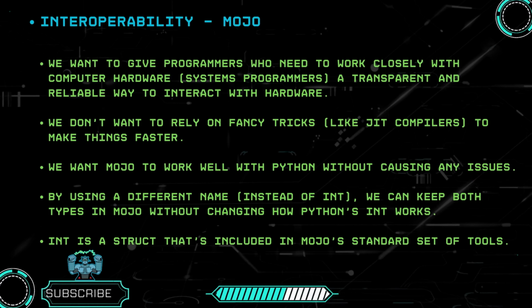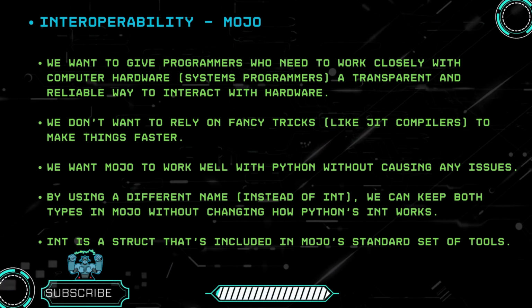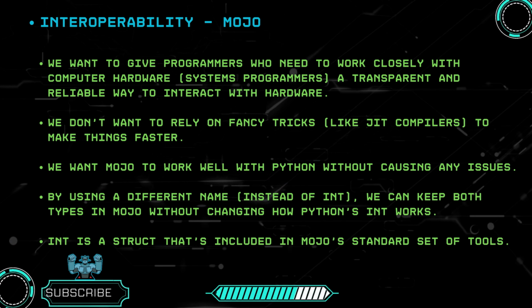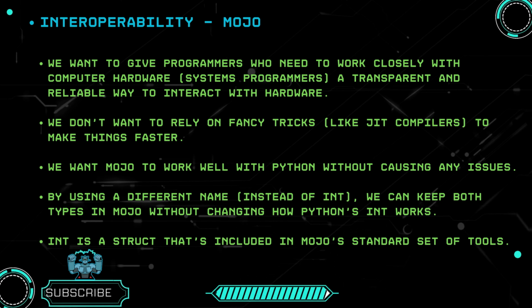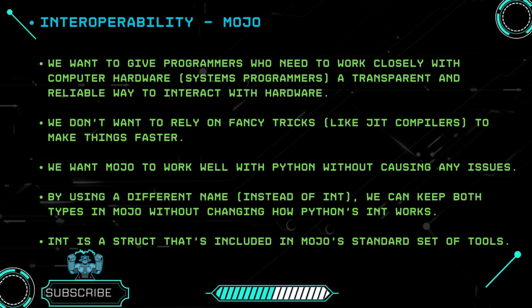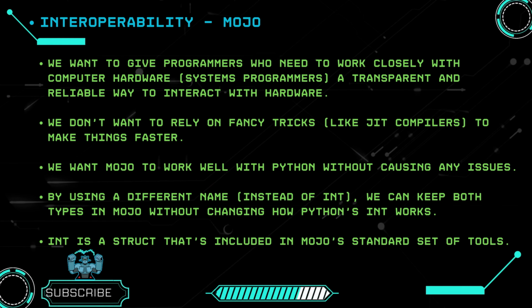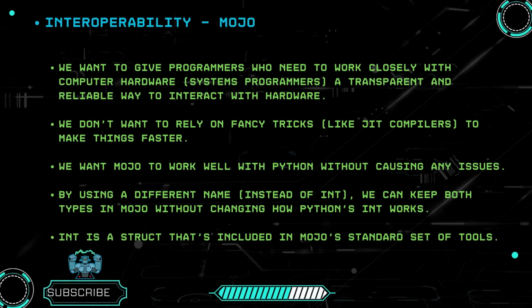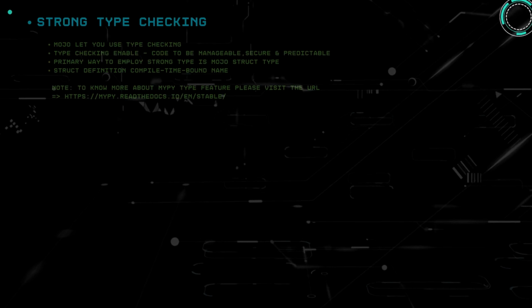Interoperability. We want to give programmers who need to work closely with computer hardware, systems programmers, a transparent and reliable way to interact with hardware. We don't want to rely on fancy tricks, like JIT compilers, to make things faster. We want Mojo to work well with Python without causing any issues. By using a different name, instead of int, we can keep both types in Mojo without changing how Python's int works. Int is a struct that's included in Mojo's standard set of tools. Strong type checking.